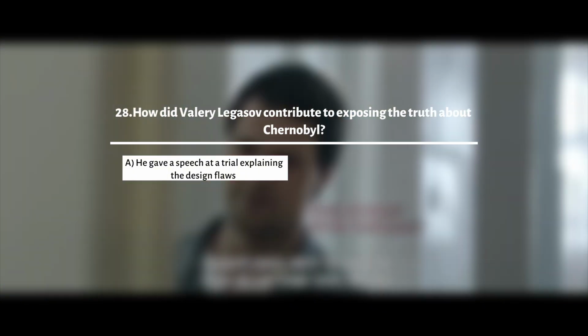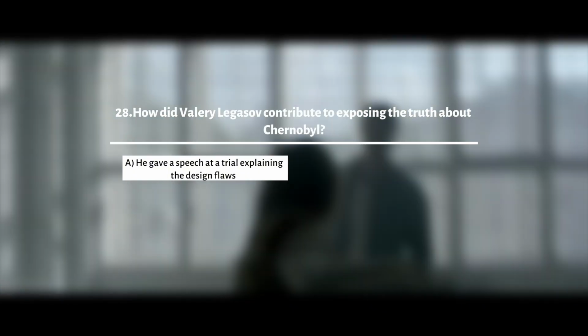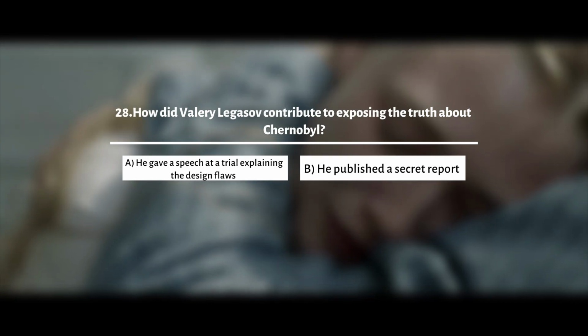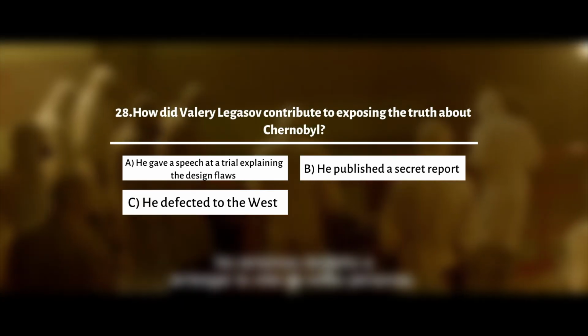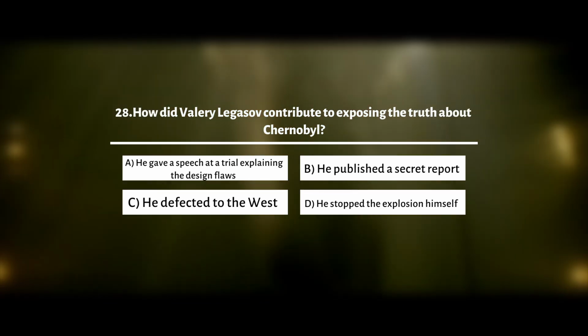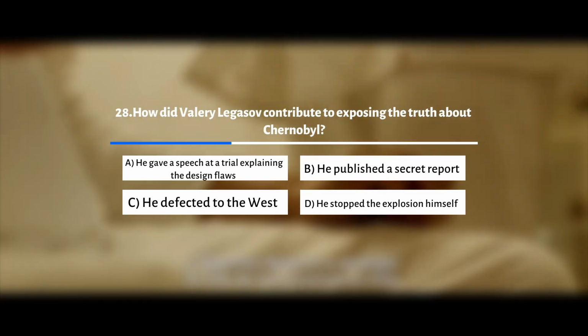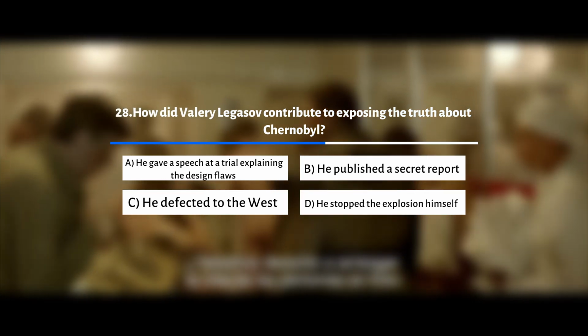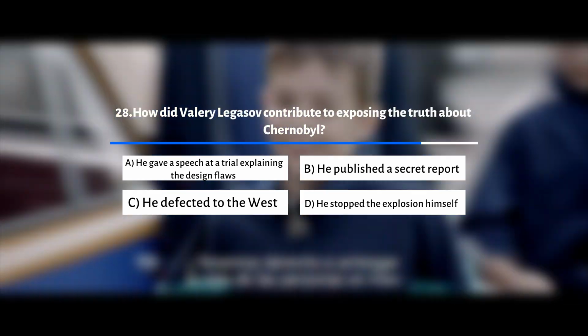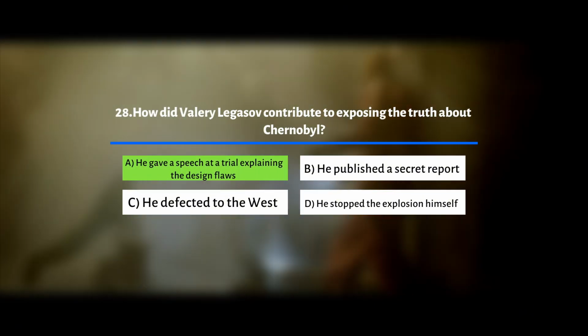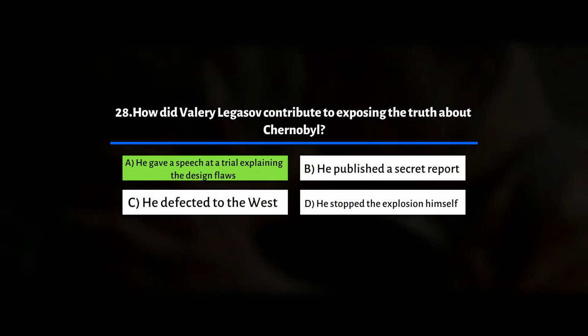A. He gave a speech at a trial explaining the design flaws. B. He published a secret report. C. He defected to the West. D. He stopped the explosion himself. Correct answer, he gave a speech at a trial explaining the design flaws. 29. What ultimately happened to Legasov?